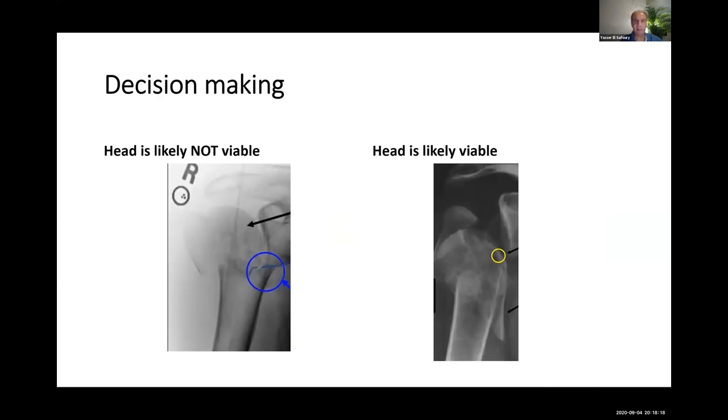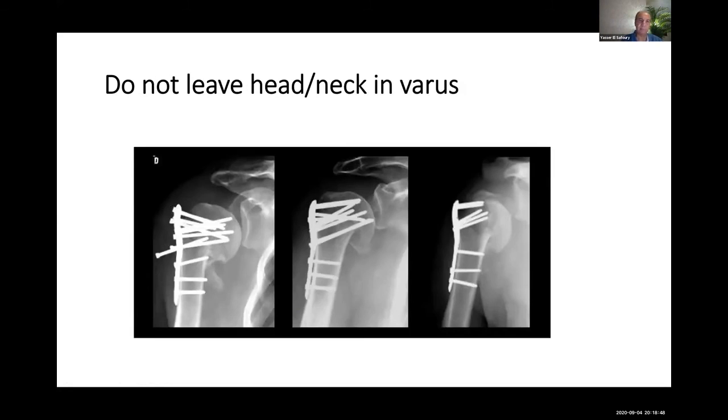What are the tips and tricks? In your decision making, you should select your patients. In cases like this, where there's disruption of the medial cortex and high possibility of avascular necrosis, when doing open reduction internal fixation, you should know there's a high incidence of avascular necrosis and should mention it to the patient. But in conditions like this, where there's a big metaphyseal part attached to the head, although the fracture looks complex, this gives a better prognosis. You should not leave the head in varus. You should always correct the head shaft angle. Otherwise, there is collapse and you lose your fixation.